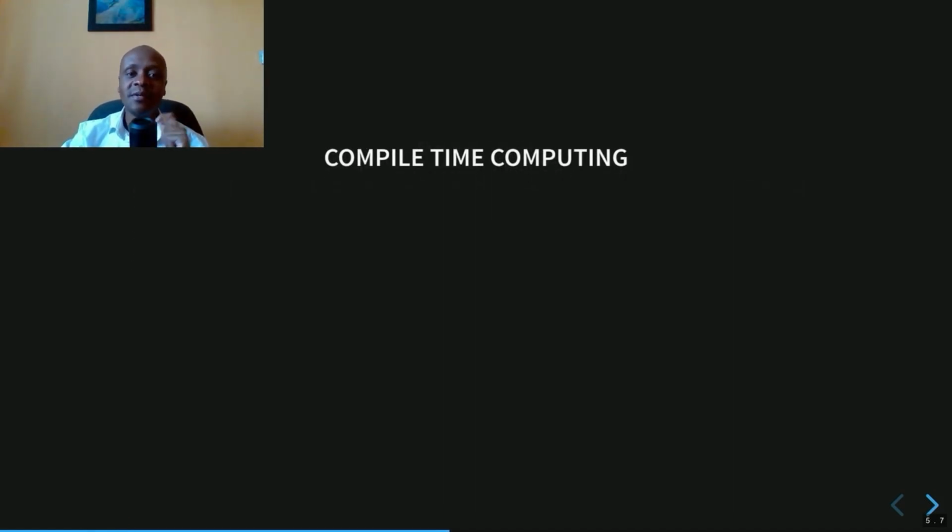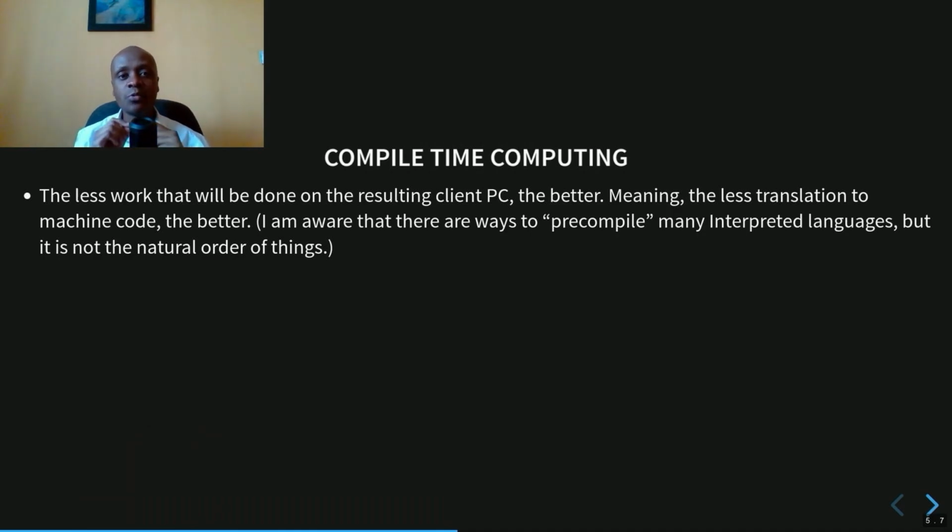Well, related to that, and I'll pick on this specifically, is compile time computing. Because the less work we do on the client PCs, the better, even if there's an upfront cost while compiling. Many of you know, when doing compile time computing, you also get to catch errors and bugs earlier. And that is always a win, especially when your user may be too far away to report it to you.